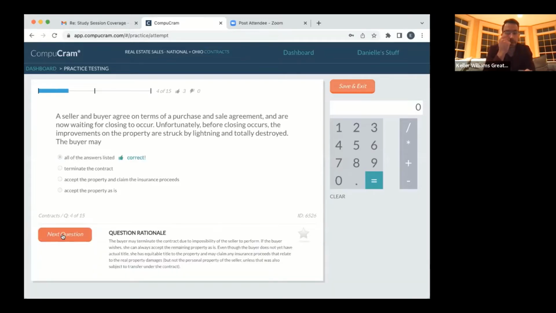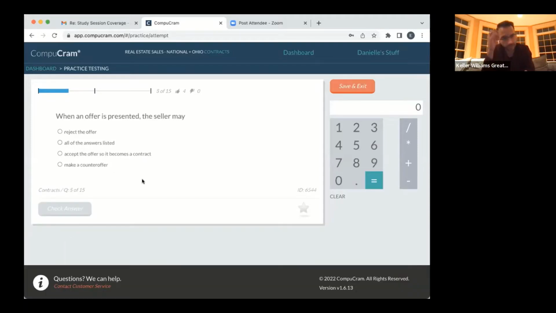Exactly it. All of the answers above. Now the seller has to allow the buyer in that, in a case like that, the seller actually has to allow the buyer to make the decision. The seller does not have as much power as the buyer does.